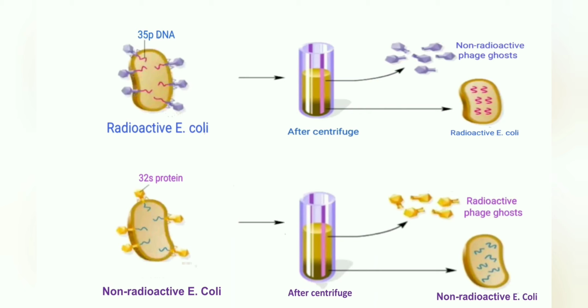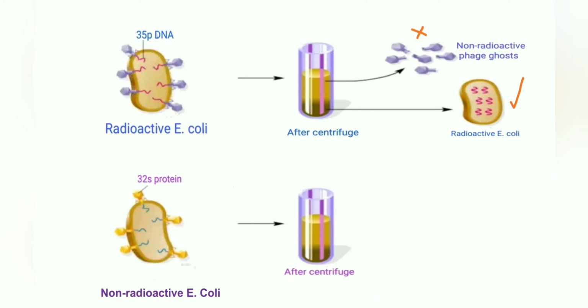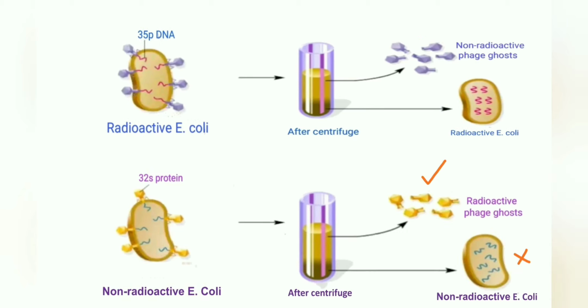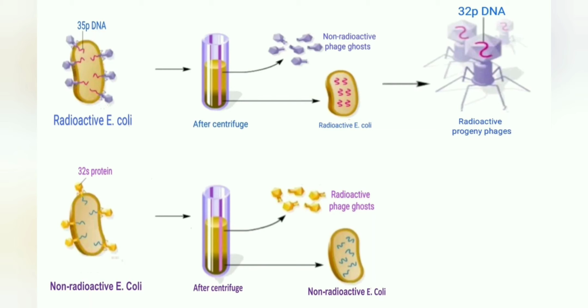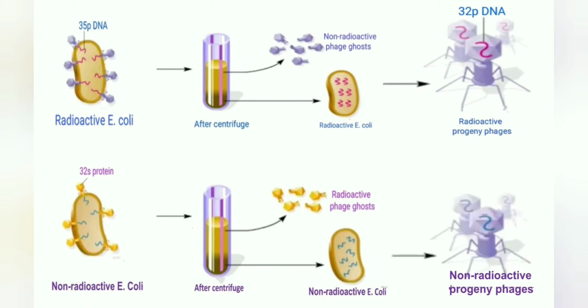The scientists discovered that the labeled DNA appeared in the host cells but not in the phage ghosts, while the labeled proteins appeared in the phage ghosts but not in the host cells. In addition, the progeny of T2 with labeled DNA were radioactive, while the progeny of T2 with labeled protein were non-radioactive.